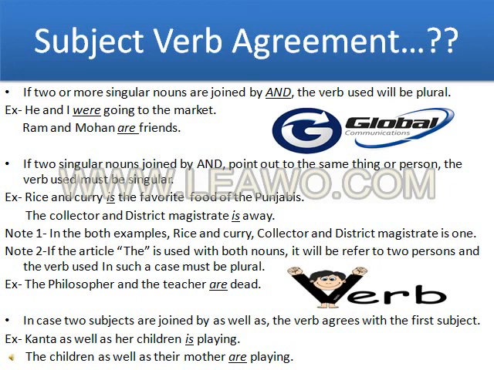The thing we have to remember here is the difference between rule one and rule two, because rule one and rule two are quite similar. In rule one, when two singular nouns are connected by "and", the verb used will be plural. And in the second rule, if two singular nouns joined by "and" point to the same thing, the verb used would be singular. So this is the difference that we have to keep in our mind.